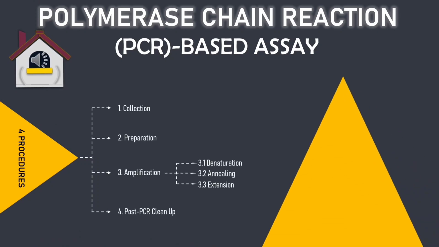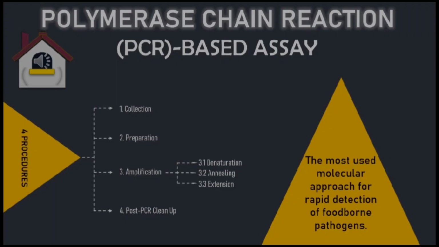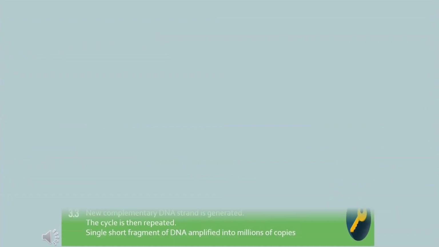The most extensively used molecular approach for rapid detection, identification, and distinction of foodborne pathogens is undoubtedly polymerase chain reaction, or PCR. The PCR procedure consists of 4 steps: collection, preparation, amplification, and post-PCR cleanup. During the amplification process, the PCR machine procedure takes place. It starts with a segment of a DNA sample which is inserted into an appropriate tube with a reagent and chemicals. The tube is inserted into the PCR machine, or thermocycler. The thermocycler processes the solution in 3 steps: denaturation, annealing, and extension.